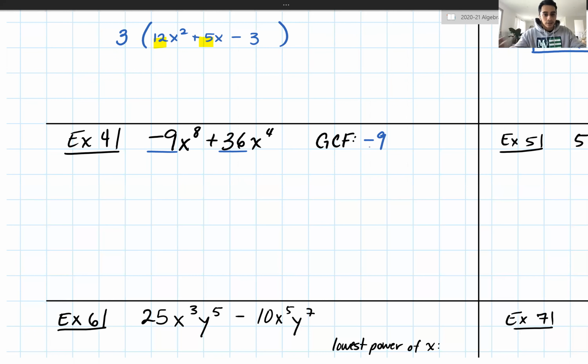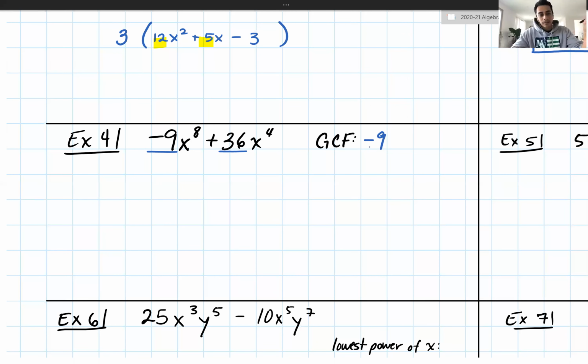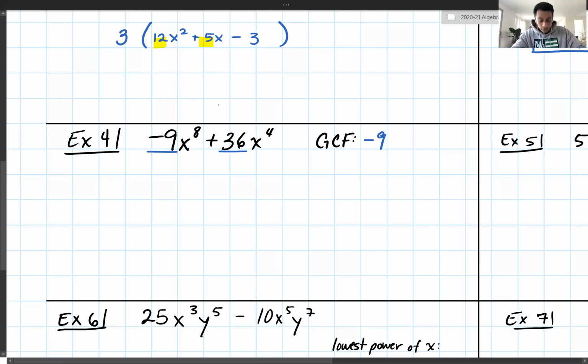Negative 9 goes into 36 negative 4 times. Yeah. This is only when the leading term is negative. Okay. So we'll make a note after we've done the factoring. Okay. So what else did we say?